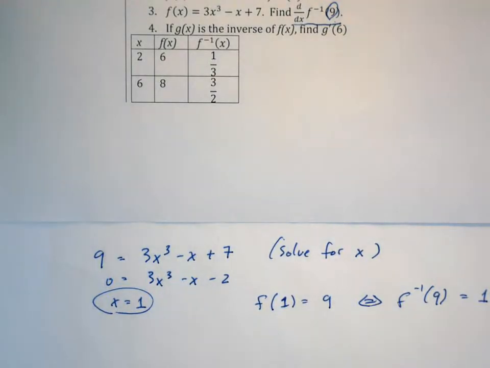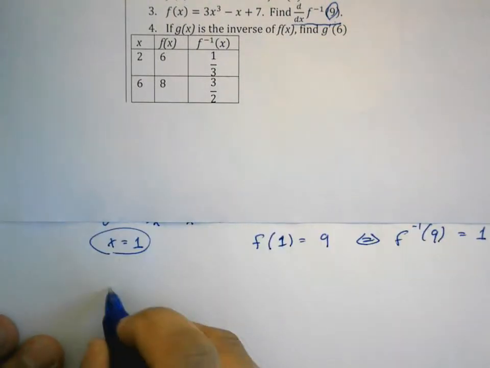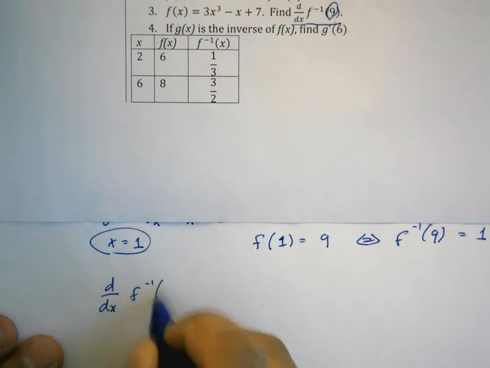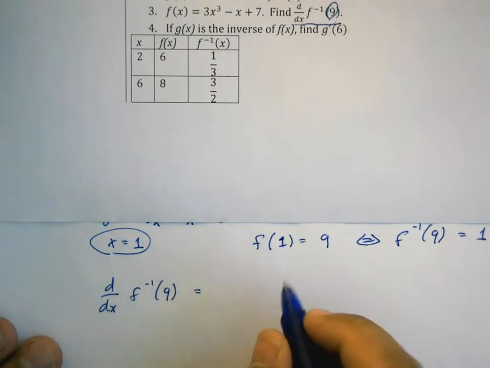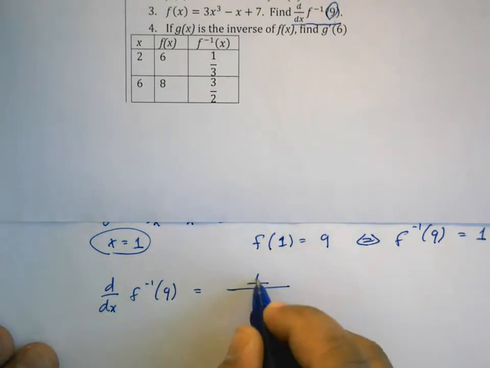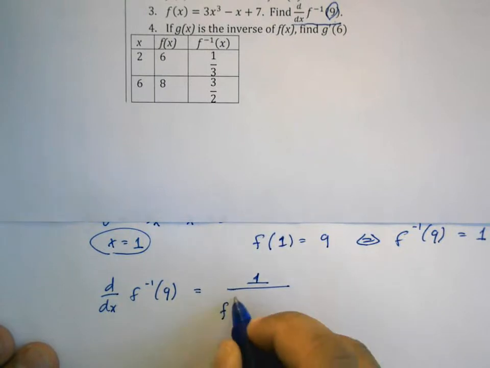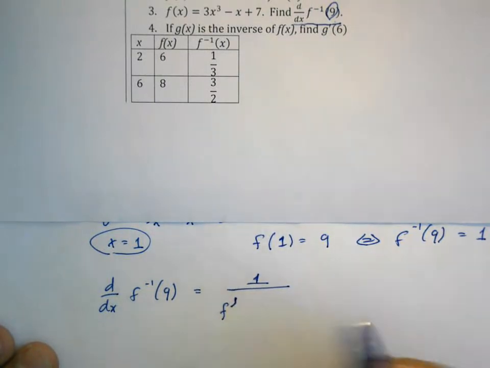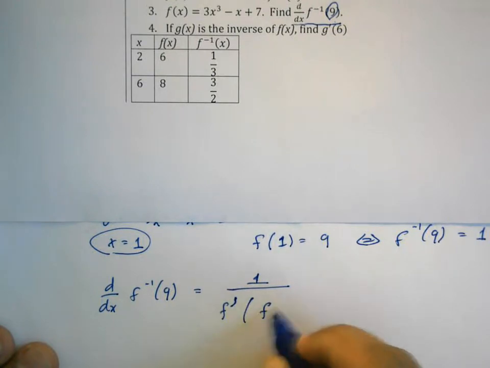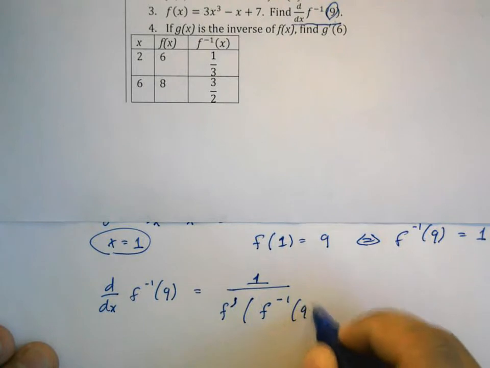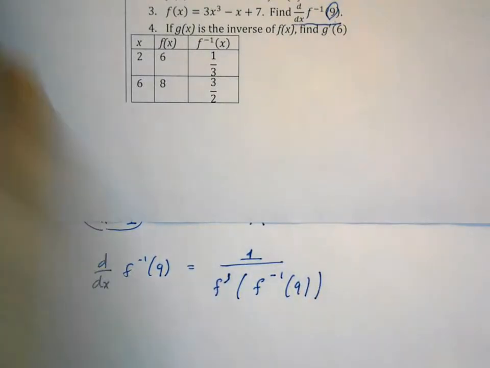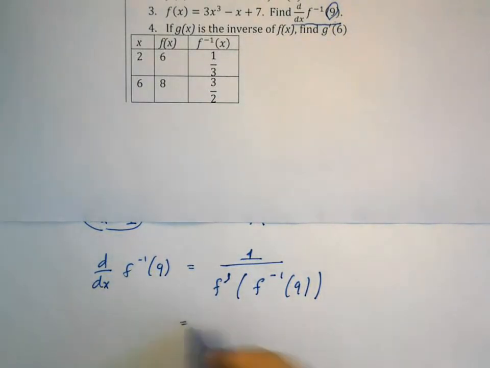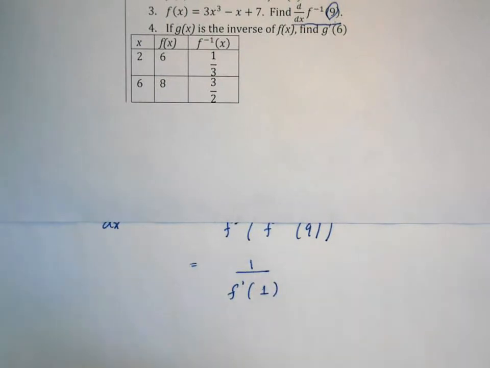Okay. And now that we've gotten this value for f inverse figured out, if we want to find the derivative of f inverse at 9, then using what we know from before, this is 1 over the derivative, this is the derivative, not the inverse, of f at f inverse of 9, which is equal to 1 over f prime of 1. Okay, so oops, right off the screen there. So now we have to find f prime.